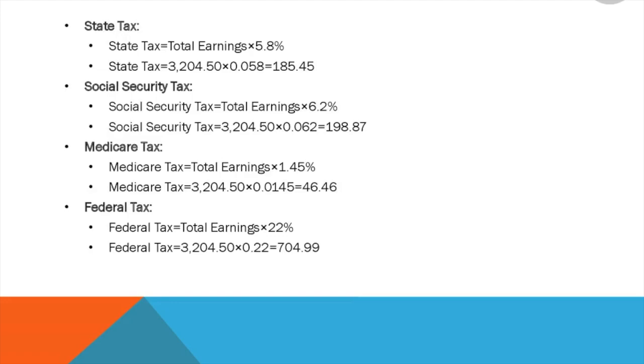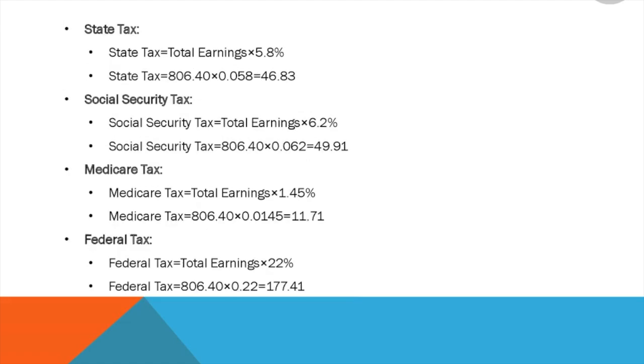Next, we're going to be looking at Greg's deductions. For his state tax, we're going to take his total earnings of $3,204.50 times 5.8%. His state tax is $185.45. His Social Security tax is total earnings times 6.2%, which is $198.87. For his Medicare tax, it's total earnings times 1.45%, which equals $46.46. And finally, for the federal tax, we're going to be taking the total earnings times 22%, which equals $704.99.